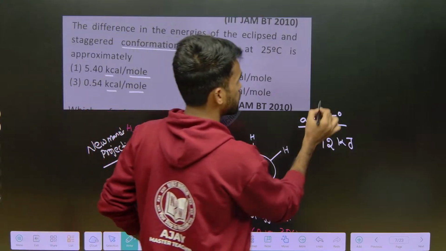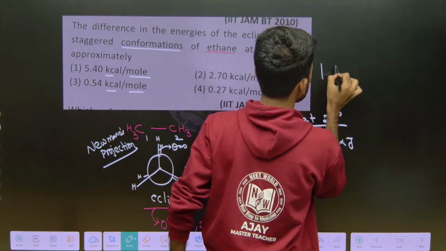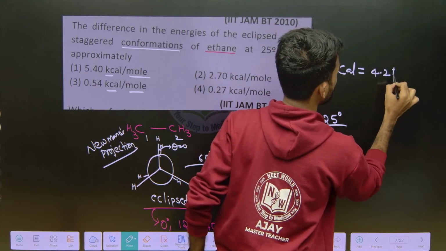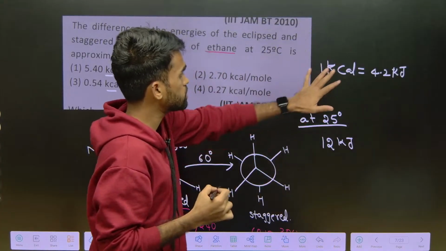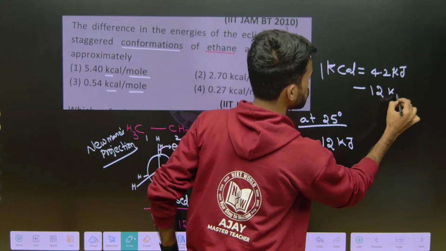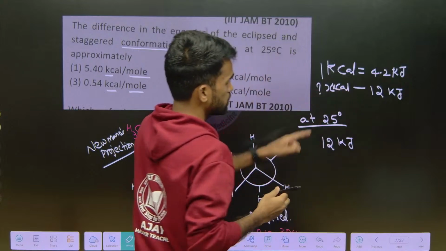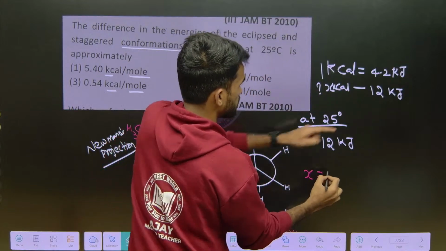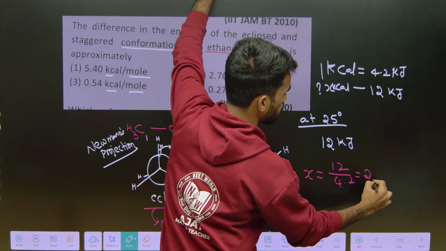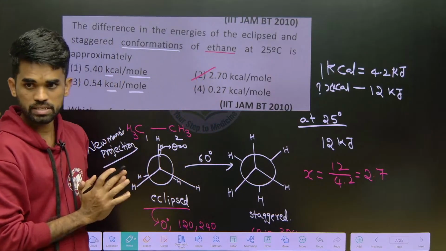So I will give you the relation between calorie and kilojoules. 1 kilocalorie, you can remember, is 4.2 kilojoules. Using these, we can calculate. If I have given 12 kilojoules, then how many kilocalories? The X value you can get is 12 by 4.2, which will be around 2.7. So that will be our answer. Is this clear or not?